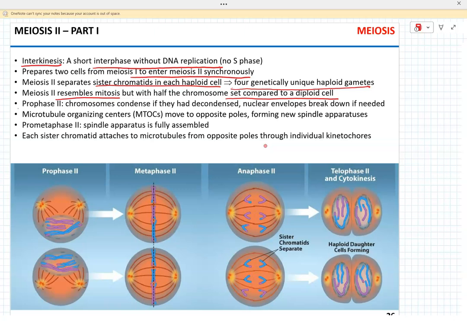So in prophase 2, chromosomes condense and nuclear envelopes break down. Microtubules are extended from microtubule organizing centers, which are moving to the opposite poles of the cells, and the new spindle apparatus is formed. In prometaphase 2, the spindle apparatus is fully assembled, and each sister chromatid is attached to microtubules from opposite poles through the kinetochores.